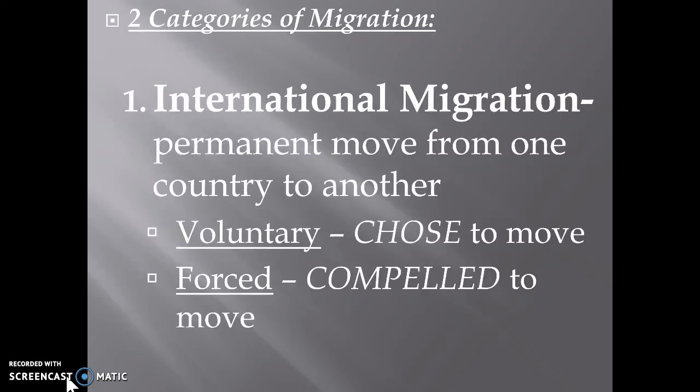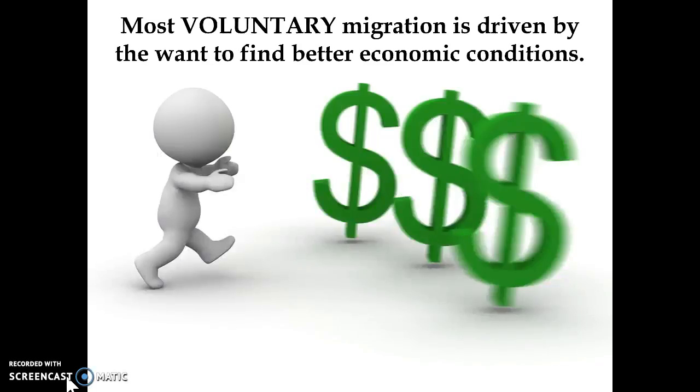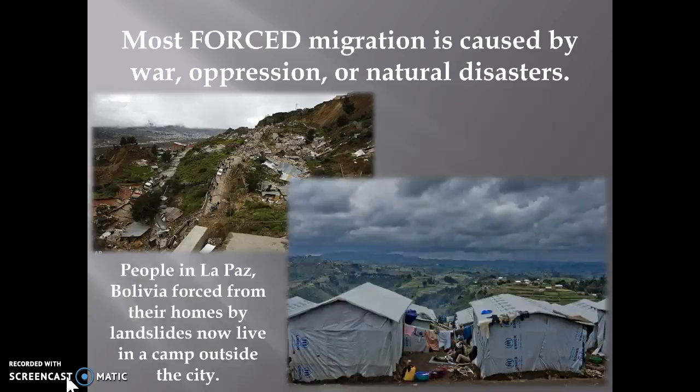So there are two basic types of migration: international and internal. International migration is a movement from one country to another. You can have voluntary or forced. Voluntary is where you choose to go. Forced is when, as it says, you are compelled to move for many reasons. Most voluntary migration is driven by the want to find better economic conditions. Again, that's Ravenstein's model from his very first law. Most forced migration is due to war, oppression, and natural disasters.